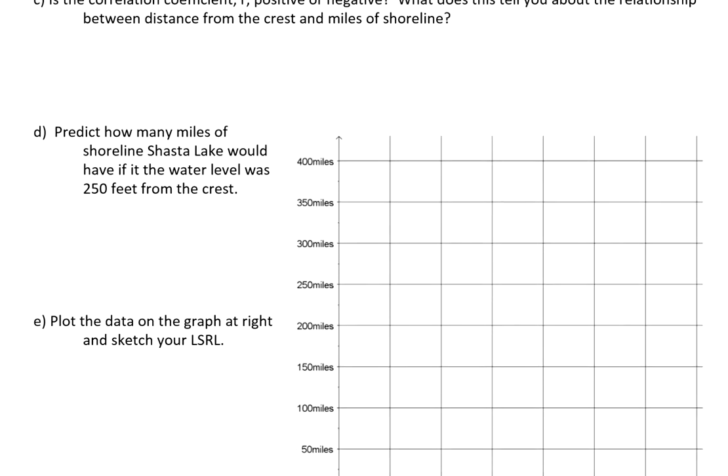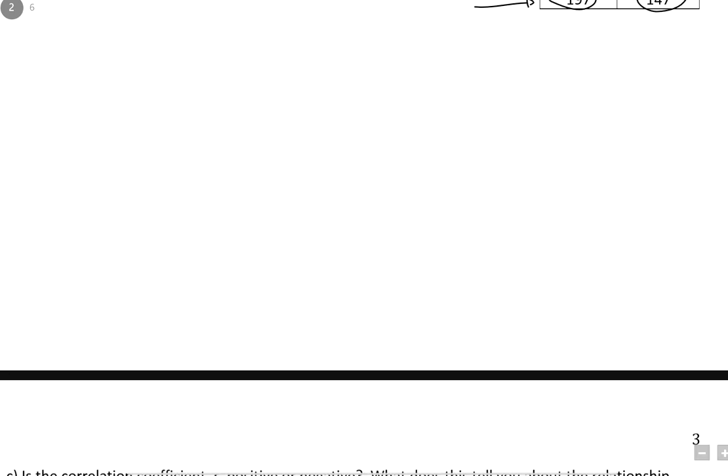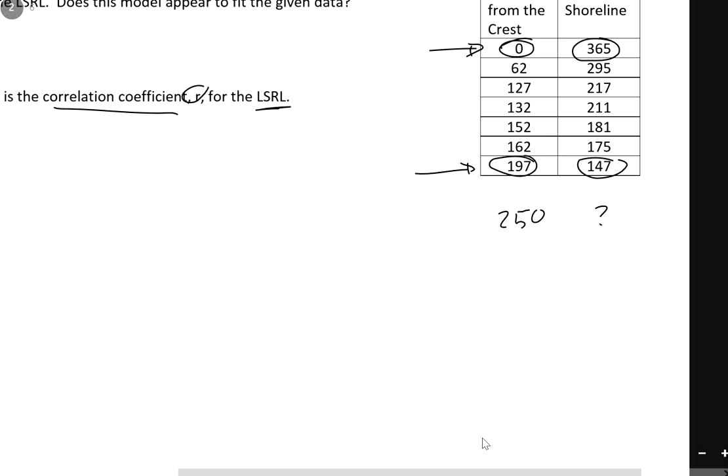And then it also asks you to use that model to make some predictions. Predict how many miles of shoreline Shasta Lake would have if the water line was 250 feet from the crest. So if you look at it, that's a number that was not on this data set. There's no 250. But if it was 250 feet from the crest, what would be the miles of shoreline there if this model held?